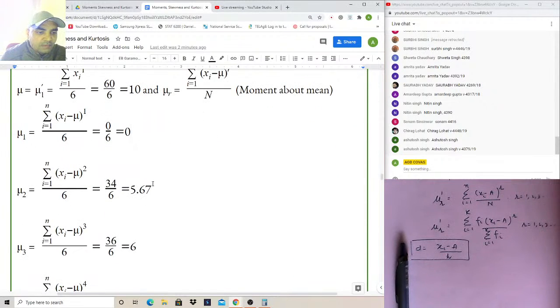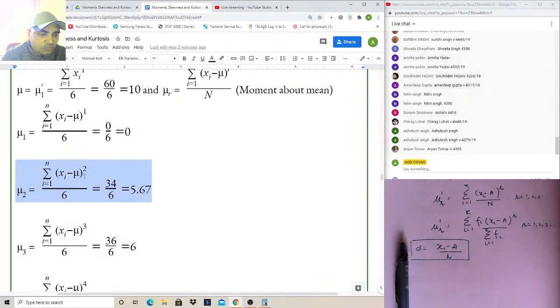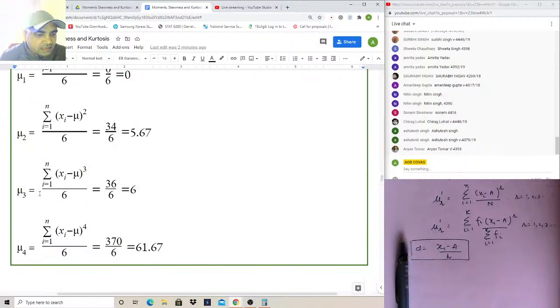Second moment is nothing but the variance. If you see the formula clearly, it is xi minus mu to the power 2 divided by n, so it is nothing but the variance. So the second moment about the mean is variance. Then the third moment comes out to be 6, and the fourth moment comes out to be 61.6. So this is how we can calculate these moments about an arbitrary point, about an origin, or about the mean.